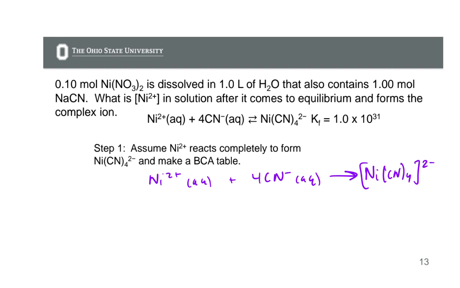We start with 0.1 moles of nickel nitrate. There's 1 nickel nitrate in this formula, so we have 0.1 moles of nickel. For the CN minus, we use sodium cyanide, and there's 1 CN minus per formula unit. And so we had 1 mole of that. So we'll start with 1.00 moles of CN minus. Everyone okay with that? And nothing to start with for products.